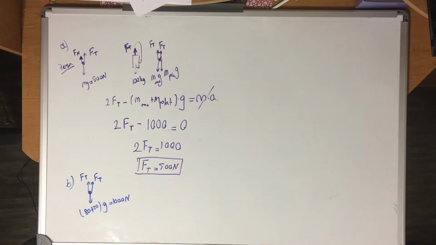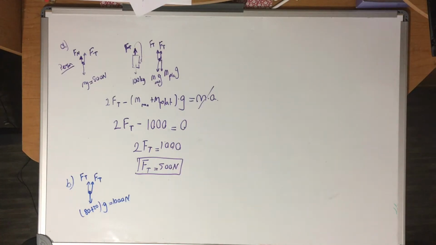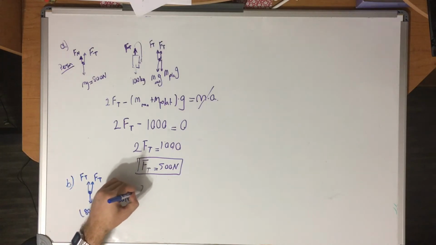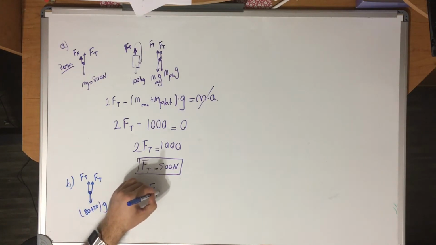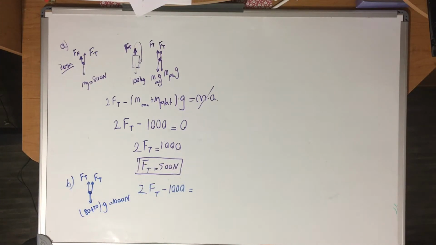The only difference this time is my system is not at rest. I am accelerating my platform upwards with a rate of 2 meters per second squared. So my 2F tension minus 1,000 will be equal to mass. And the mass that is moving with that much of force is simply 100 kg times acceleration. And my acceleration this time is not 0, it is 2. And it's going upward, so it's going to be positive 2.